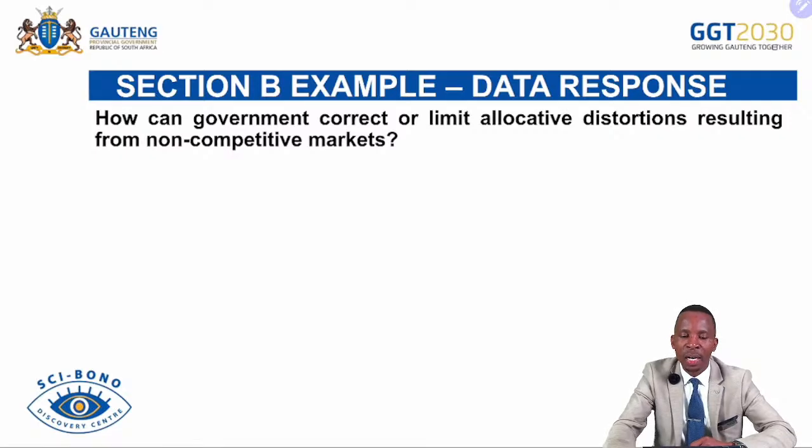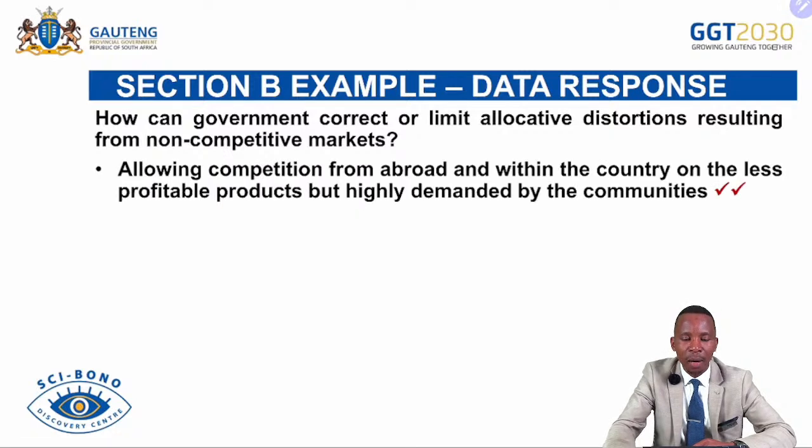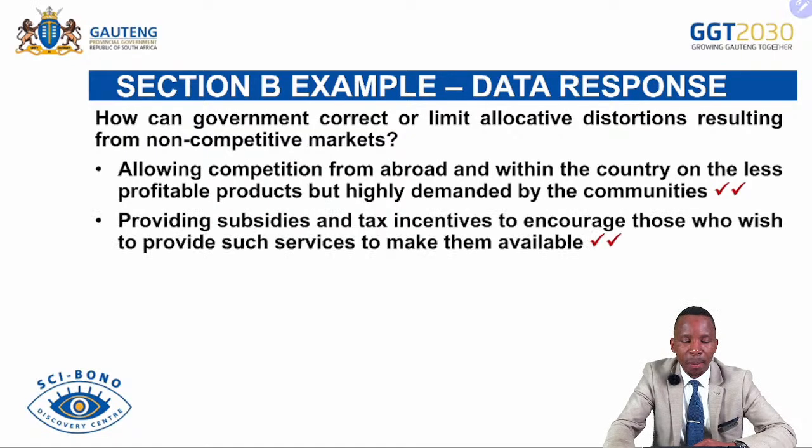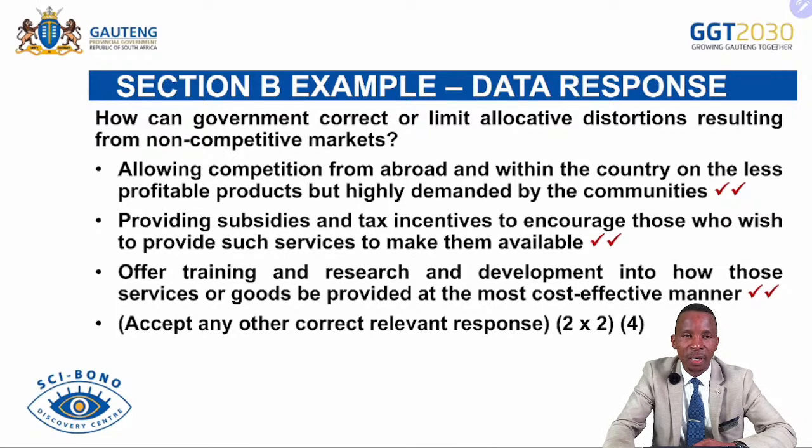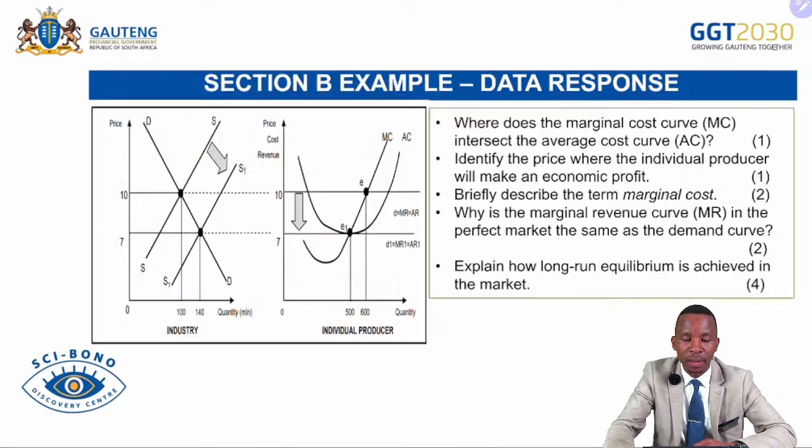How can the government correct or limit allocative distortions resulting from non-competitive markets? Allowing competition from abroad and within the country on the less profitable products but highly demanded by communities, providing subsidies and tax incentives to encourage those who wish to provide such services to make them available, and offering training and research and development into how those services or goods can be provided in the most cost-effective manner. Any possible relevant correct answer was accepted for 4 marks. And then this is another data response question.